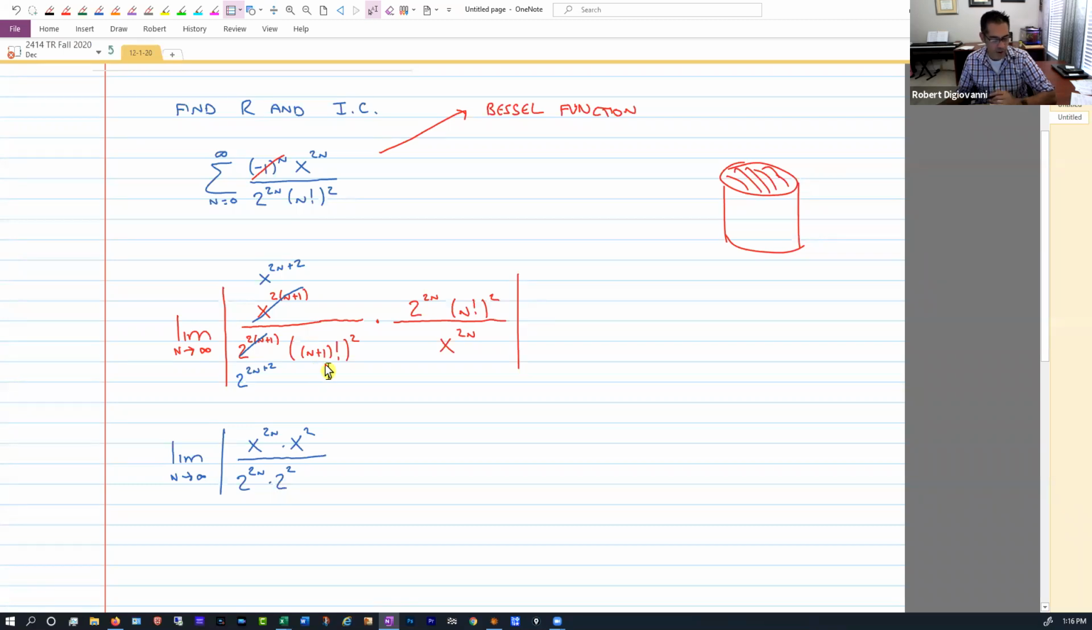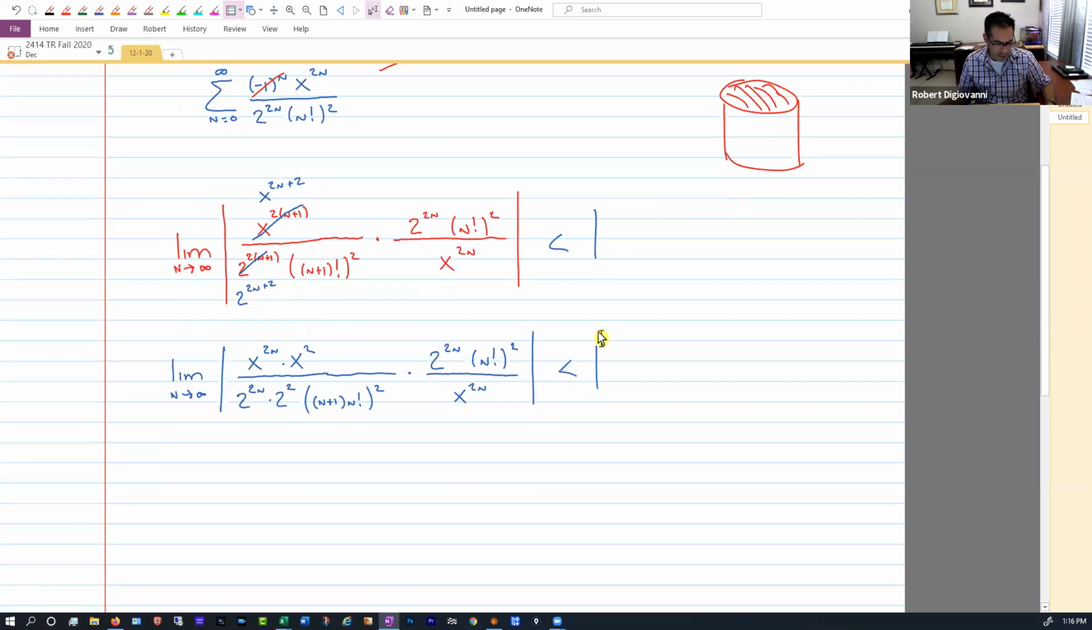And then this n plus 1 factorial squared, I'm going to write that as n plus 1 times n factorial, but then all of that squared. So I just rewrote n plus 1 factorial as this. And I'm hoping you are all comfortable with that by now because we've done it so many times. We need that to be less than 1. All right, some things cancel, but let me do one more thing.